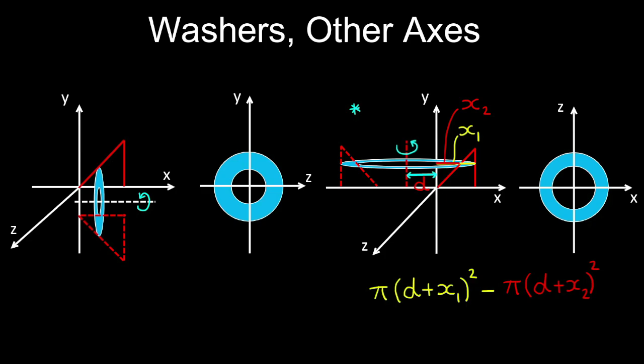And then giving the washer a thickness in the vertical direction, so that would be dy, gives the volume of that washer, and then we can integrate from y equals a to y equals b, and that gives the volume of the solid. And I encourage you to try this for this case over here, where we're revolving this triangular section about an arbitrary horizontal axis.